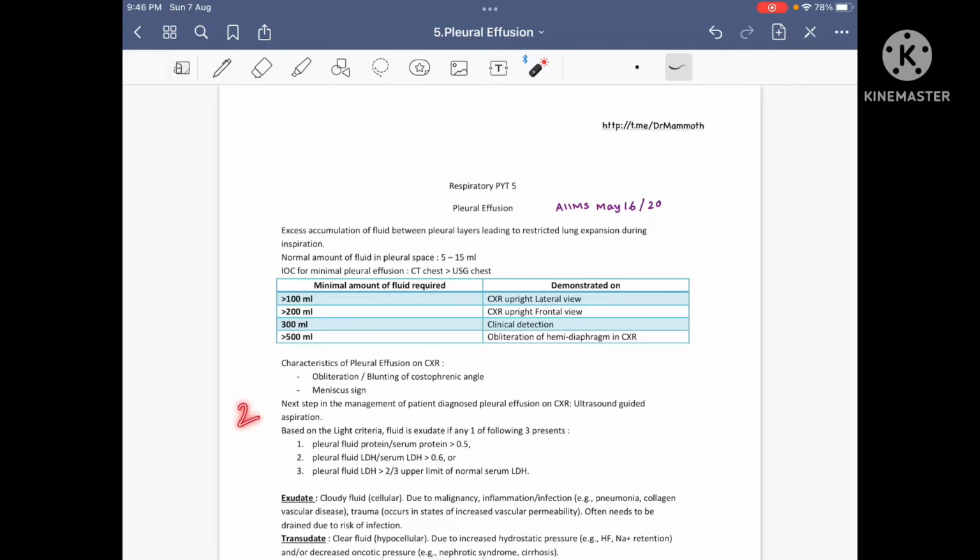In AIIMS 20, a question was asked: what is the next best management in a patient diagnosed with pleural effusion on chest X-ray? There is a chest X-ray image which shows pleural effusion, and the question asks for the next best management of the patient. The answer is USG guided aspiration.